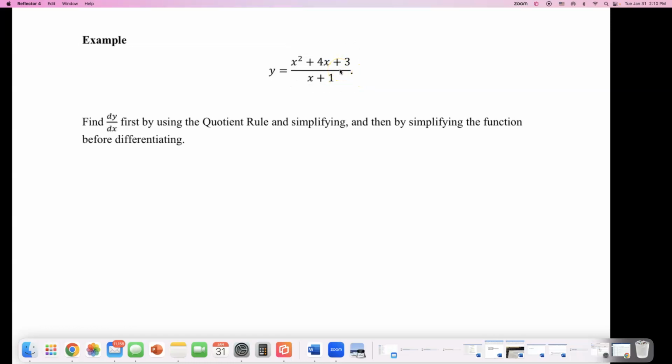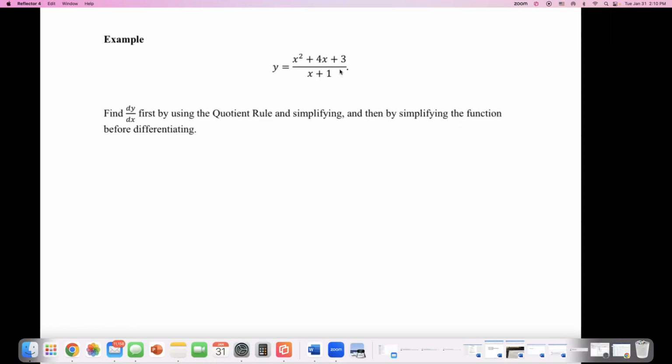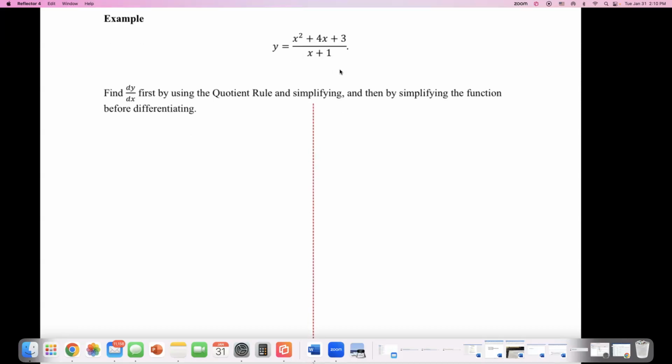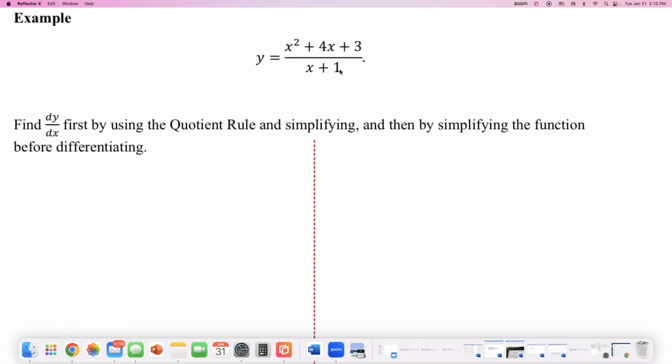So let's do it in two different ways. But the goal is to take the derivative, right? So the answer should be the same no matter which method we use. But I'm going to divide up my paper in half so that I can do two different methods, okay? So on the left side, let me do this using the quotient rule.